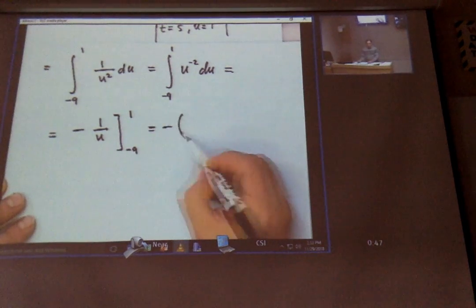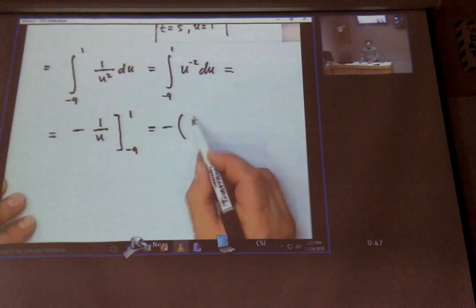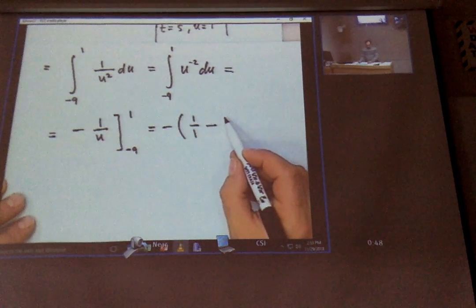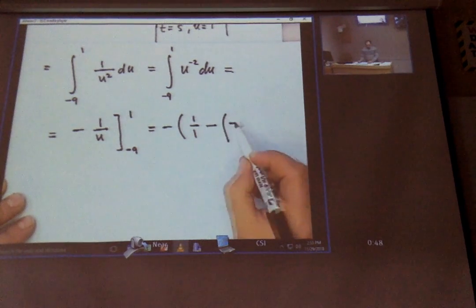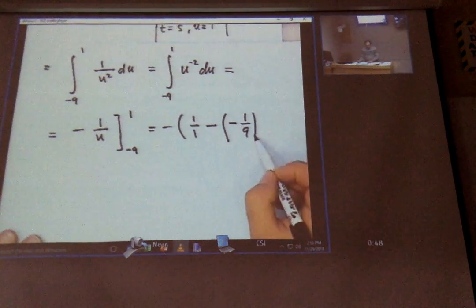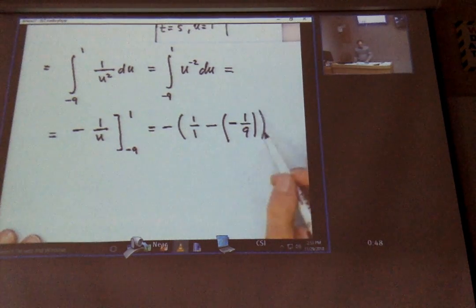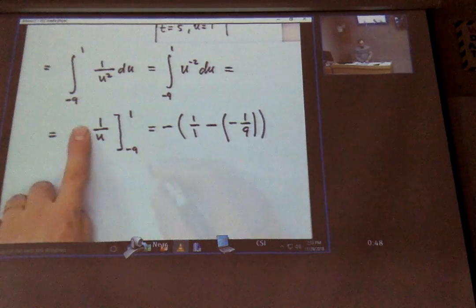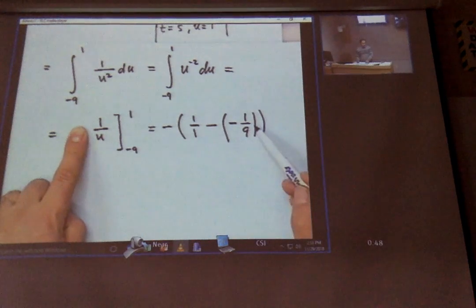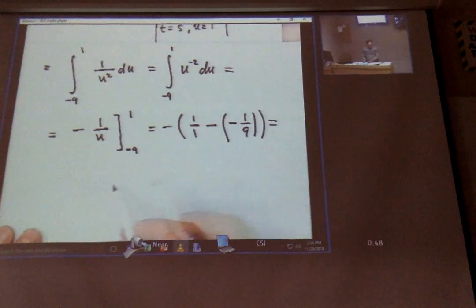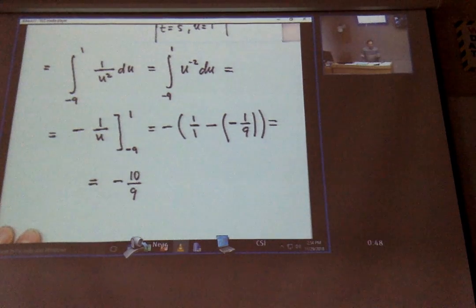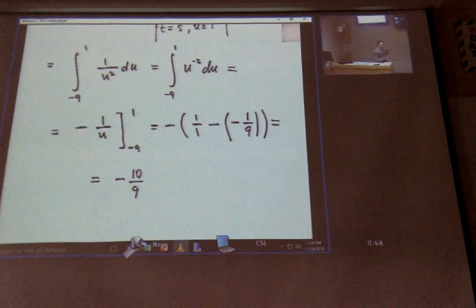So I'll put negative outside, so I'll have what? 1 over 1, right? Minus what? Negative 1 over 9, right? If you substitute. I pull out negative, so put 1, it's 1 over 1, right? And then you put negative 9, so you get 1 over negative 9, right? So when you do this, put this into your calculator, you get negative 10 over 9. You got the number, do you understand that? But that's the wrong number.